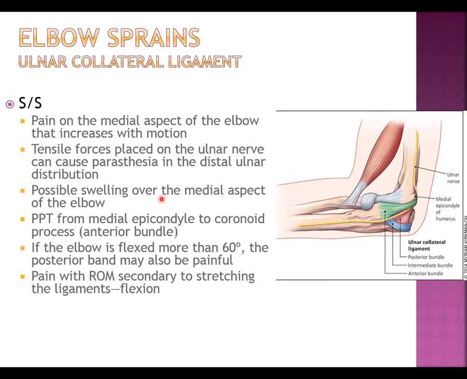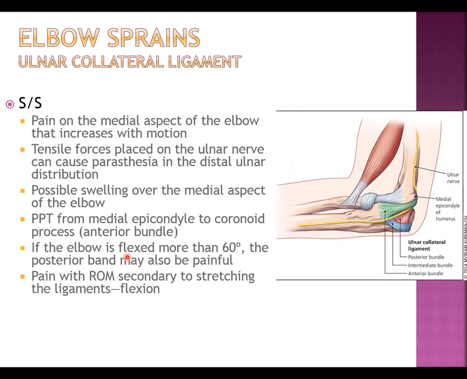Possible swelling over the UCL, the medial elbow, point tenderness, especially over the anterior bundle. If you're able to flex it for more than 60 degrees, then the posterior band might also be involved. And like I said, pain with range of motion, probably a little bit more with flexion, but there could be some pain with extension.